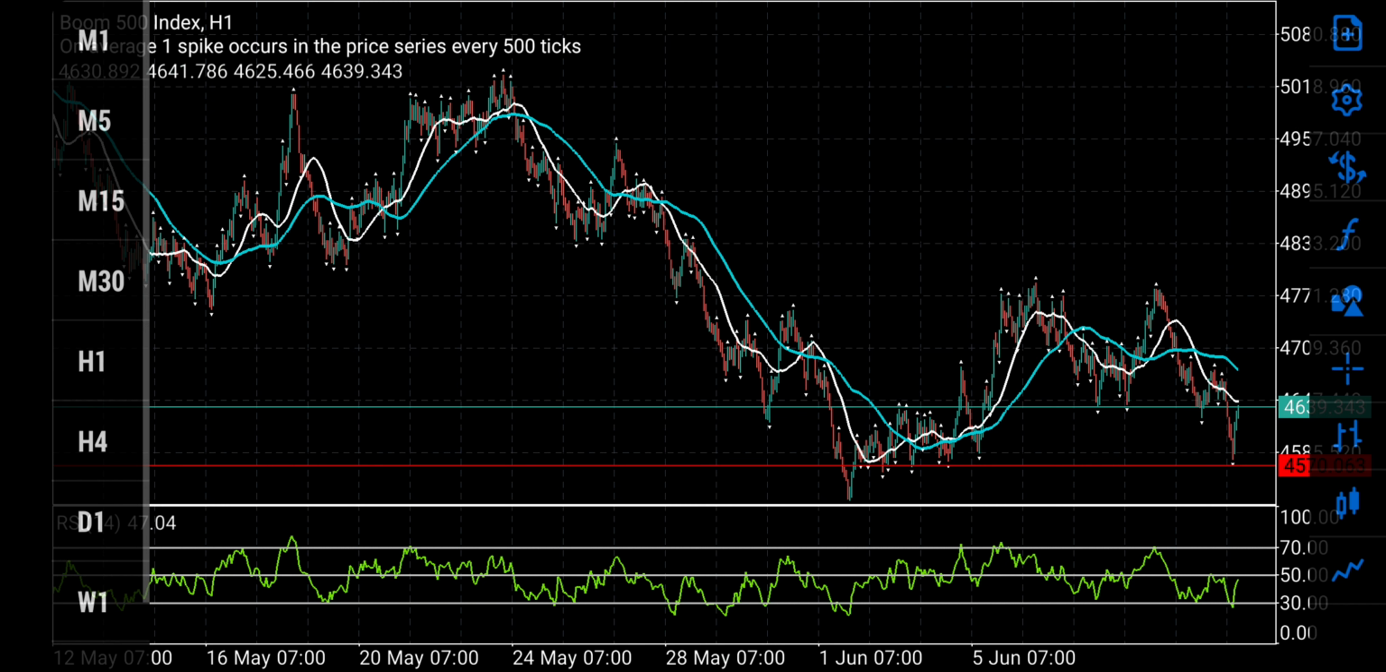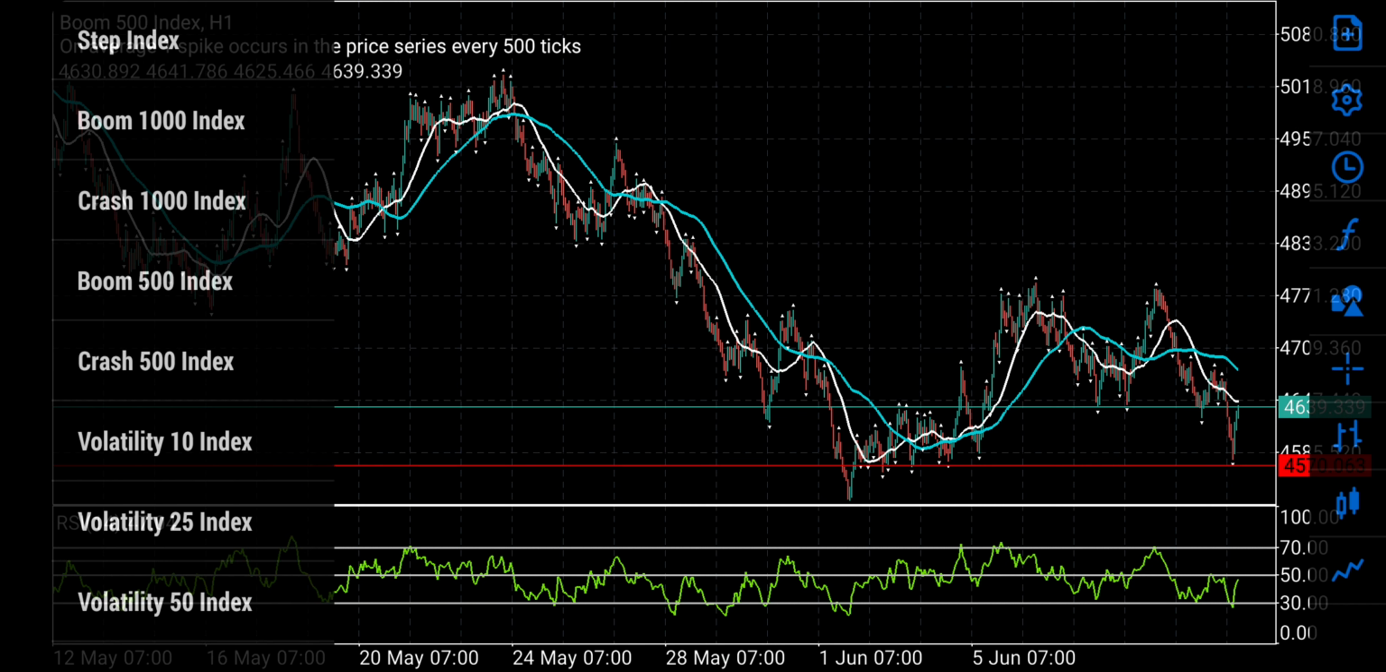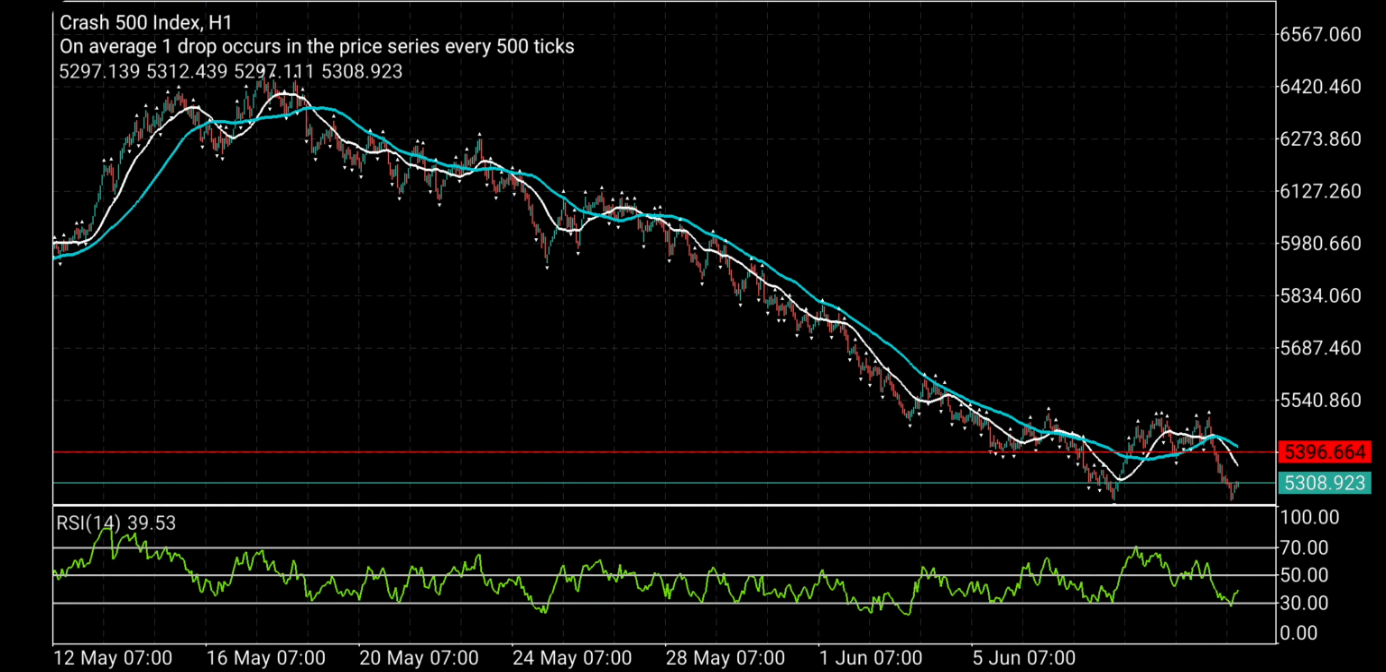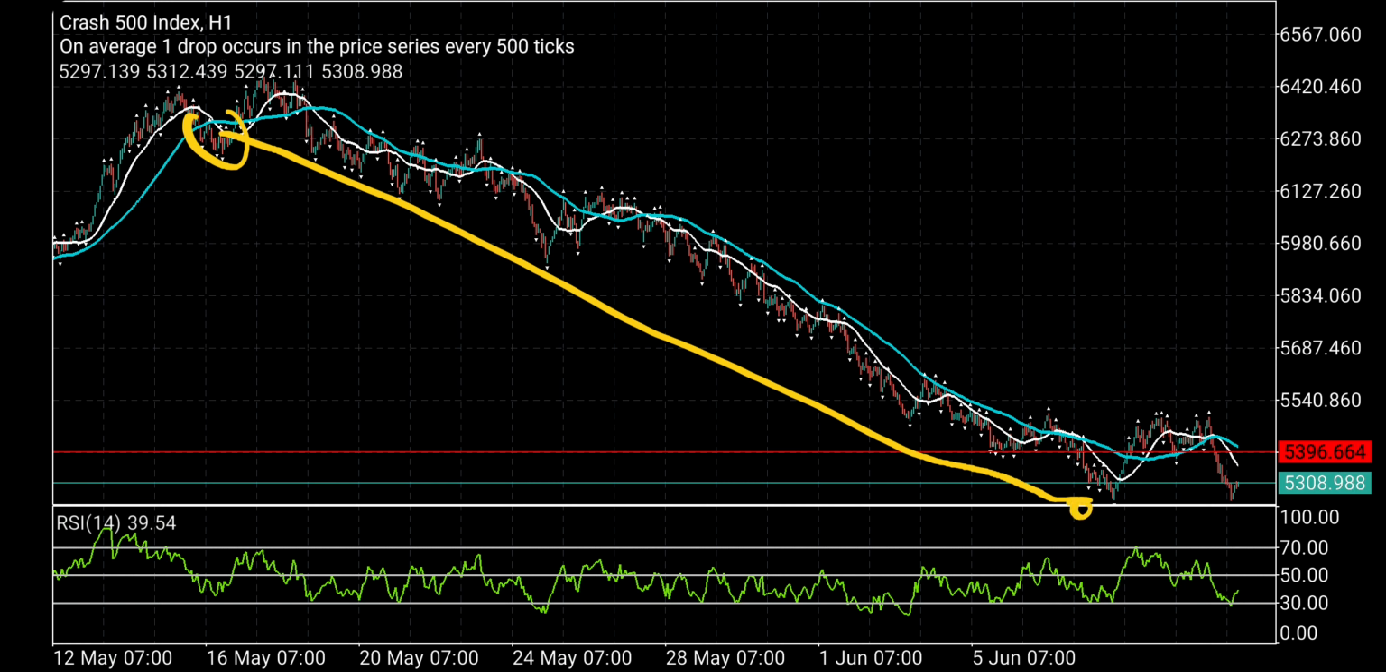So let's move on to our next asset, which is going to be Crash 500. Crash 500 is also trying to gain some upward rally, because this has been a heavy downtrend. So it's formed a kind of support right here. It will pull up into this region, came back to touch the support, and it's pulling up again.